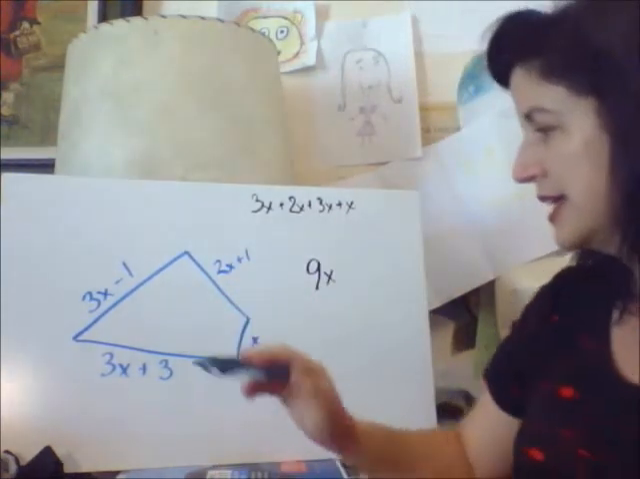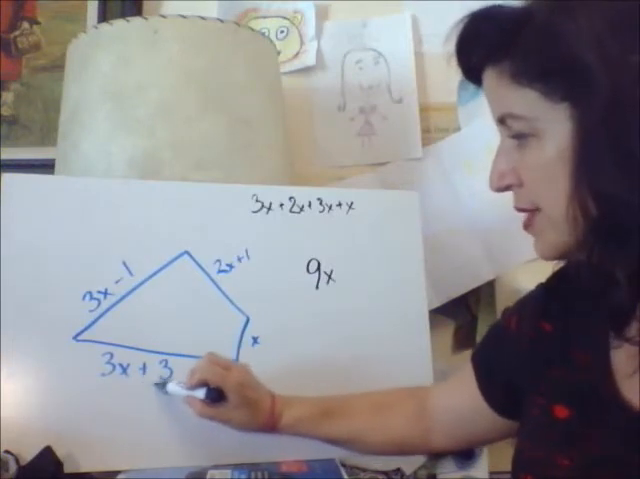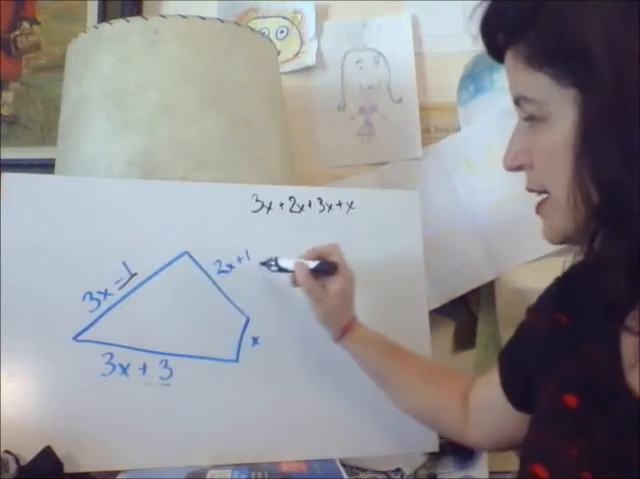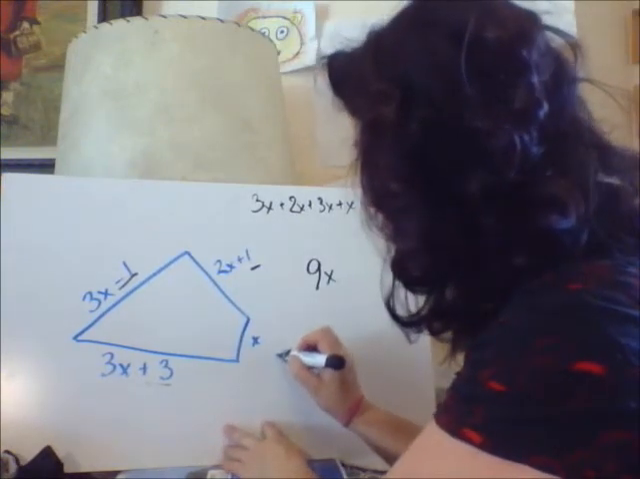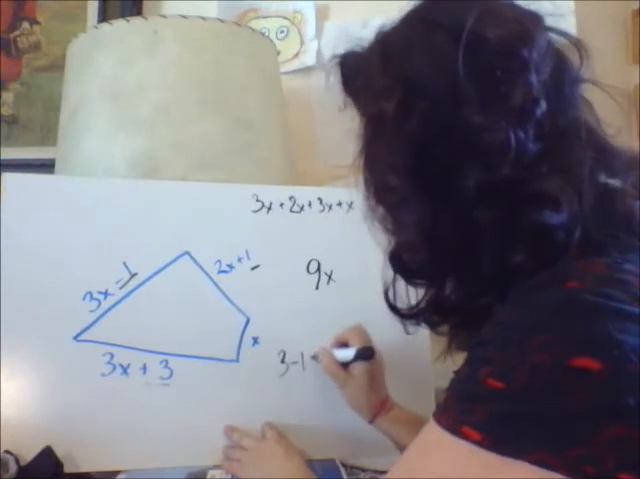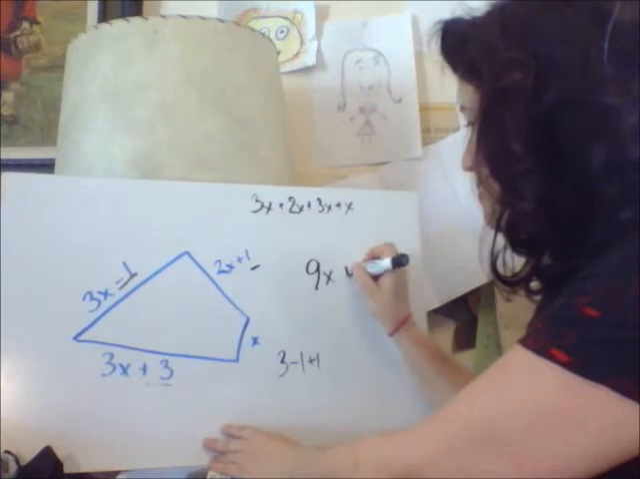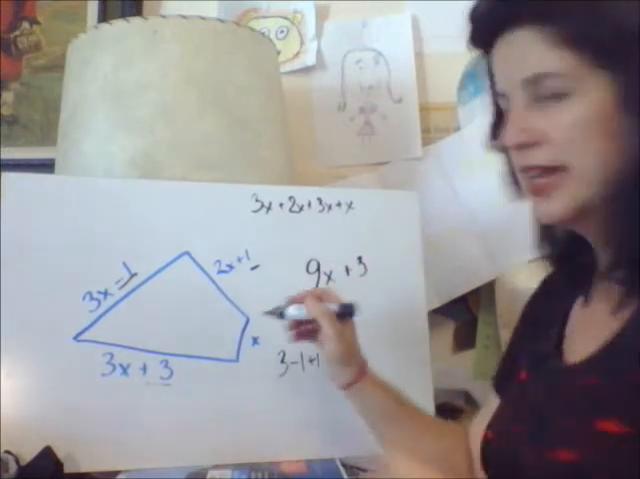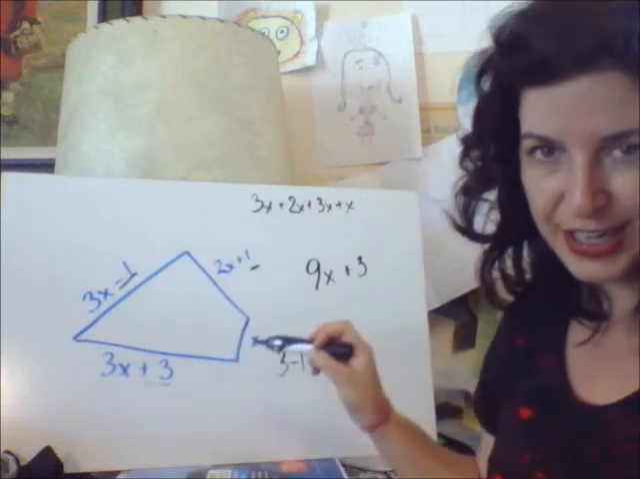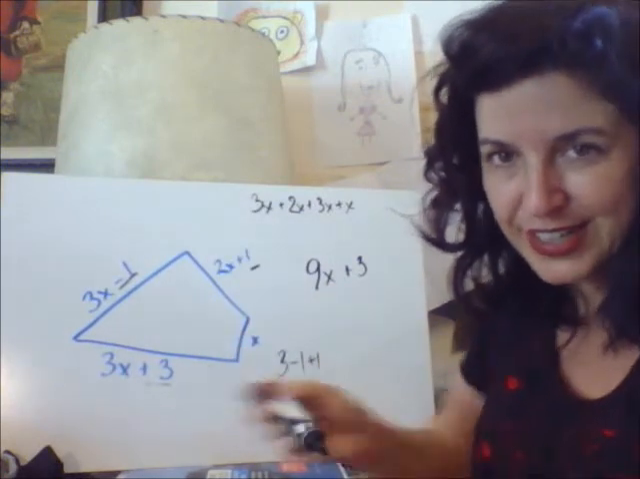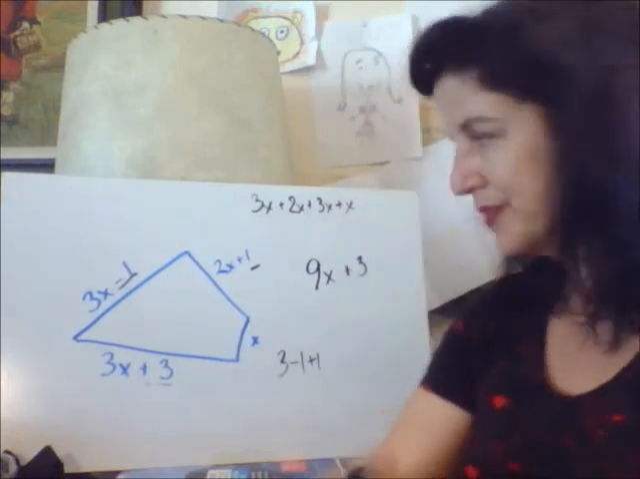9x. Now here, when we look at our whole numbers, we've got a plus 3, a minus 1, and a plus 1. So we add those all, we combine those, and we've got 3 minus 1 plus 1. So it ends up just being 3. So 9x plus 3 is the formula you would use to add all of those sides together to find the perimeter. Okay? So just a couple of quick reminders about like terms.